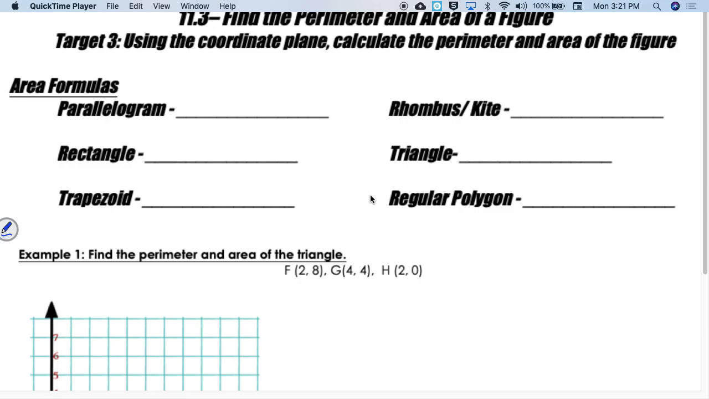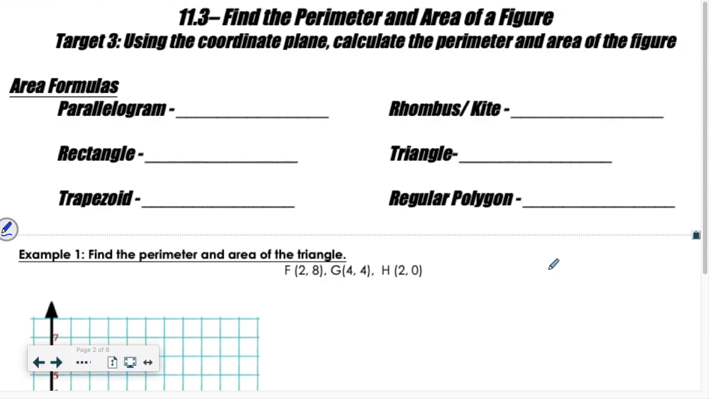Hey class, today we're going to be focusing on 11.3, find the perimeter and area of a figure. Although we've done this already, today we're going to be using a coordinate plane. So, quick recap from before.